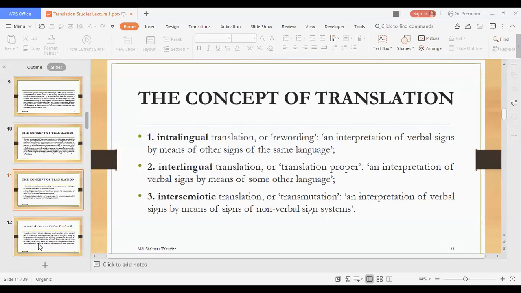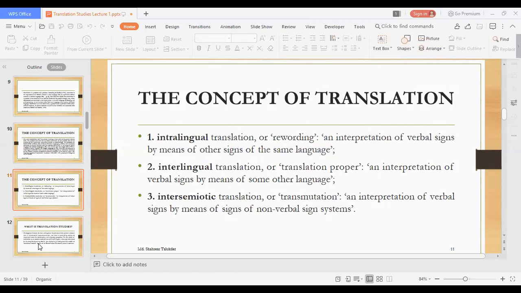That is interlingual. Now, interlingual translation, we also call it translation proper. It means an interpretation of verbal signs by means of some other language. That means this is the real translation that we are actually talking about, from Bengali to English or from English to Bengali.